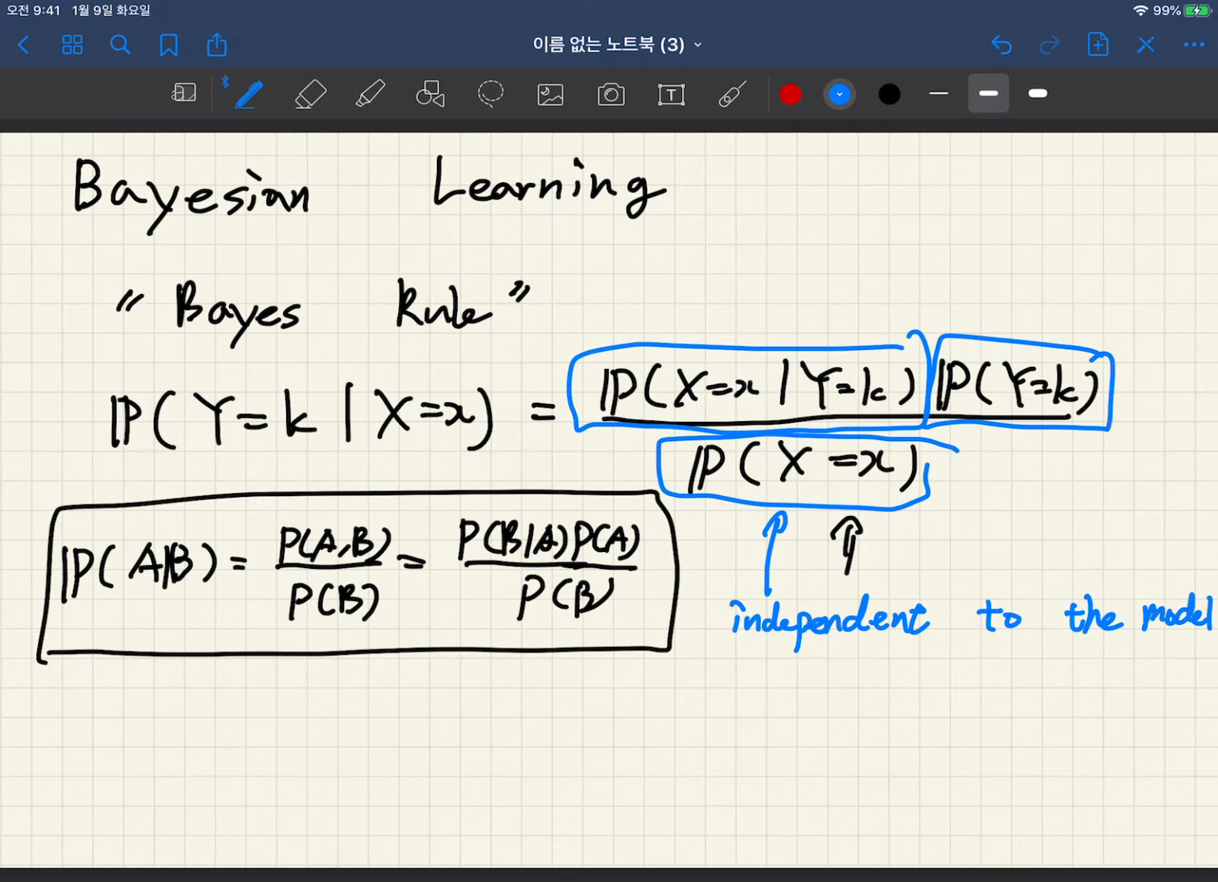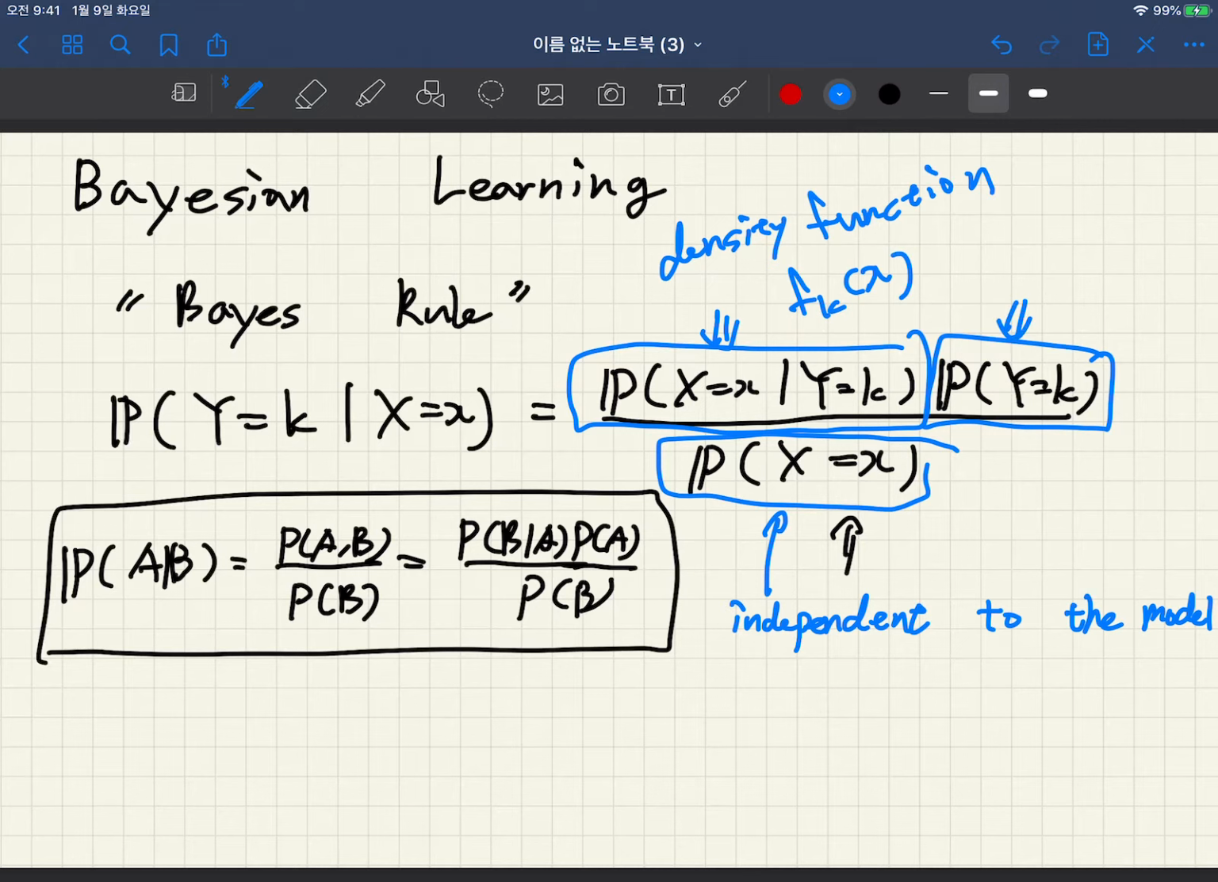Okay, and this part is called the density function, which is denoted by f_k(x) in our textbook, which essentially represents some density for your observation point x, for your input point x, when the true label is equal to k.